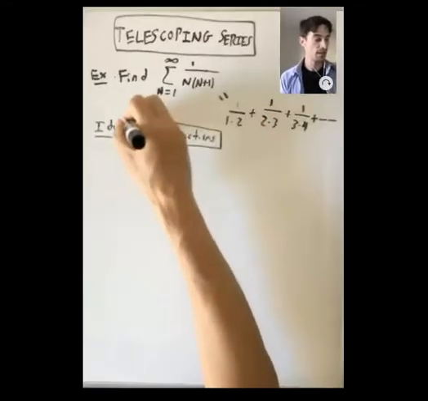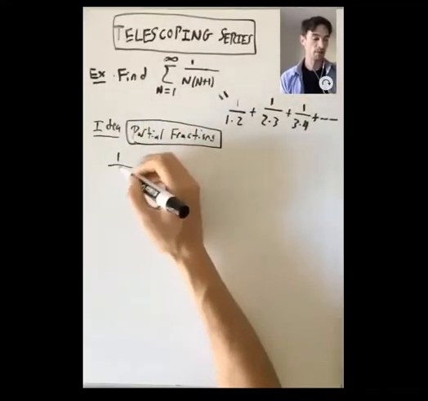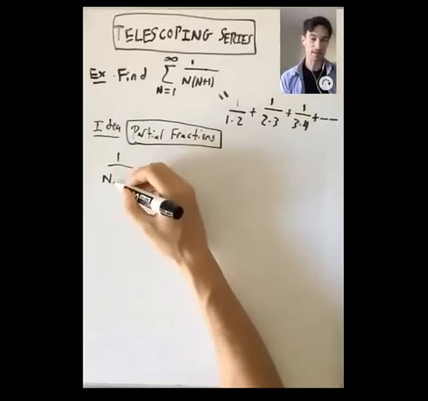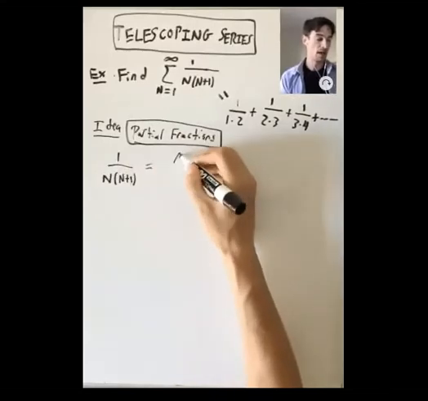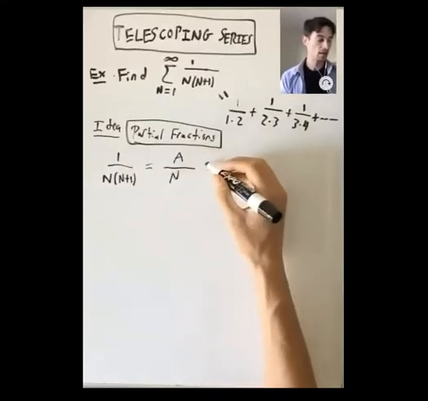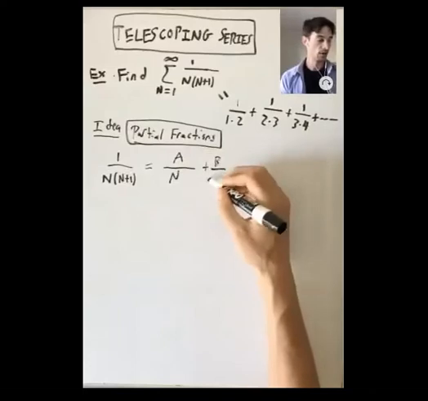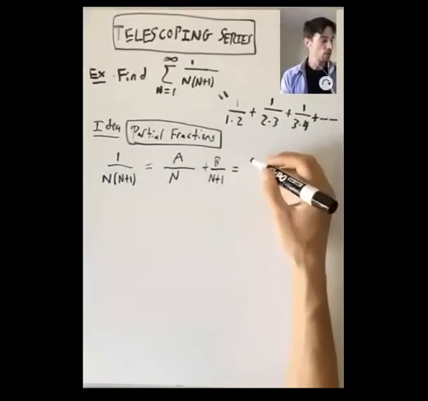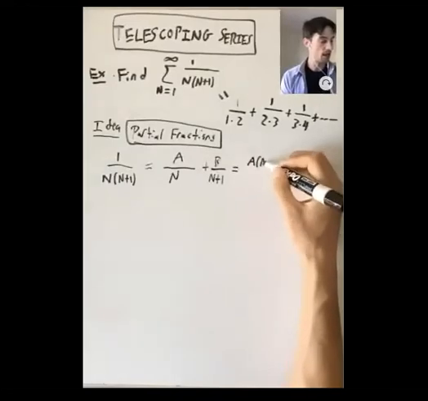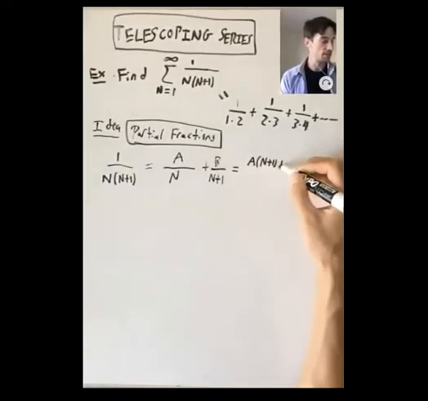So what does that mean? Well, the method of partial fractions says that we can rewrite 1 over n times n plus 1 as a over n plus b over n plus 1. How do we find a and b? We put everything over a common denominator, which will be n times n plus 1.